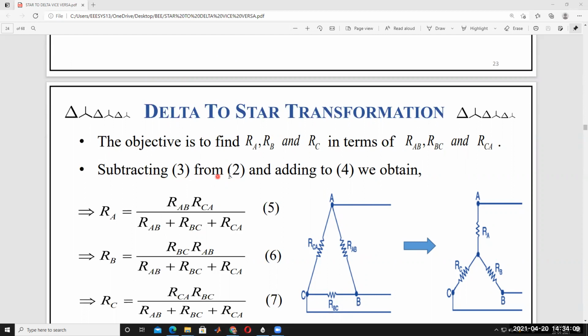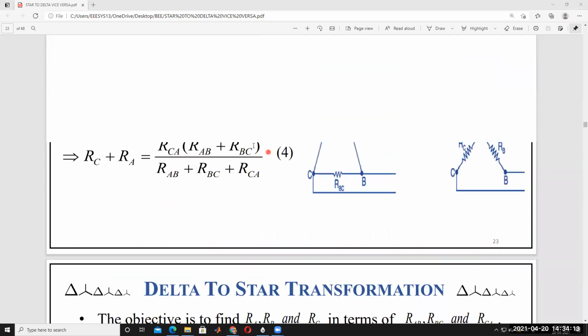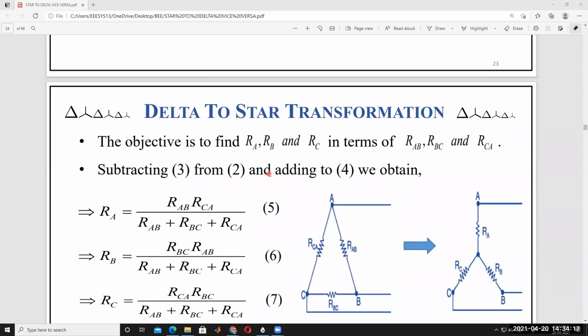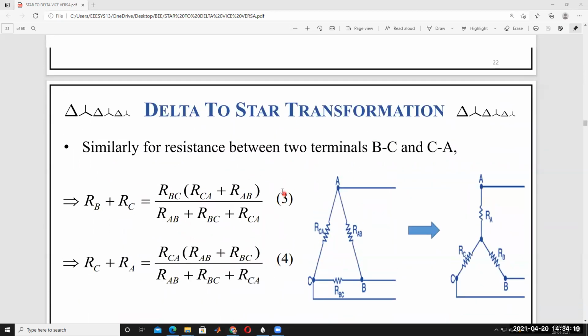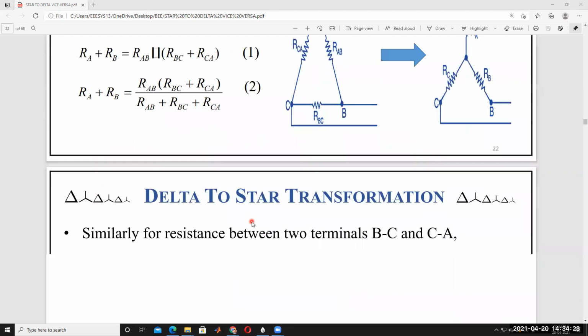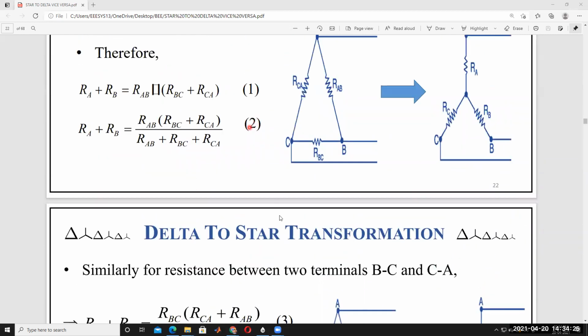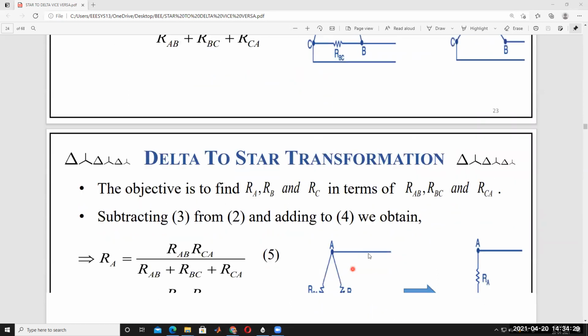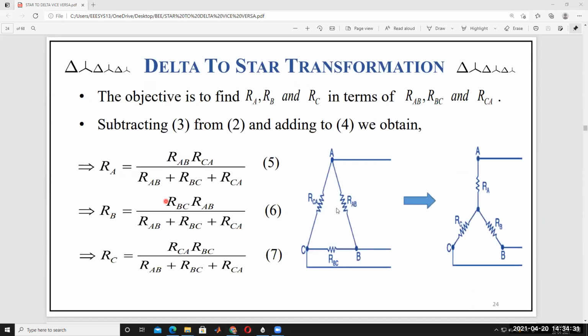Subtract 3 from 2 and add to 4. Subtracting 3 from 2. Subtracting 3 from 2 and adding to the 4. Adding to 4 equations. So we will get... all of you do this.